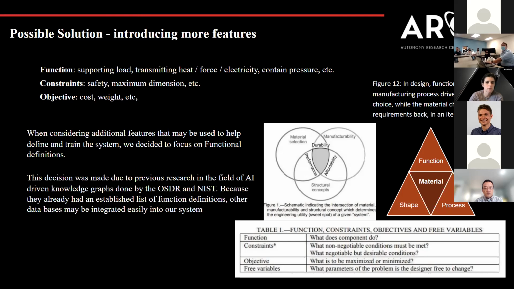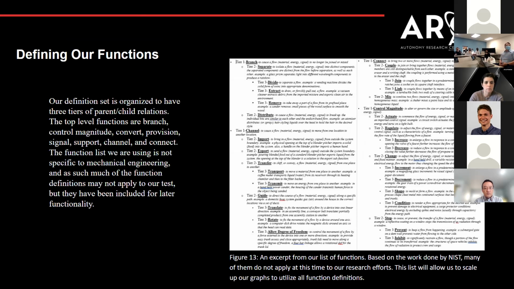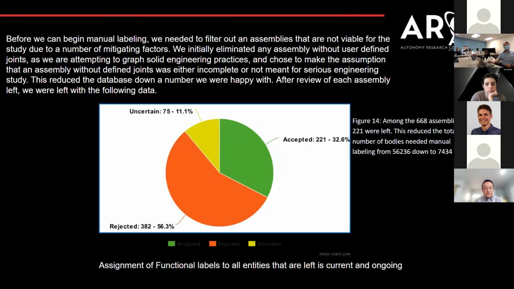Because they already had established a list of functional definitions, other databases might be integrated much more easily in the system. So our definition set is organized to have three tiers of parent-child relations. The top level functions are branch, control, magnitude, convert, provision, signal, support, channel, and connect. So you can see these can go in a lot of different directions. The function list is as complete as we can make it, which means probably 70% of it isn't actually applicable to what we're doing now, but it will be applicable later when the thing is scaled up.